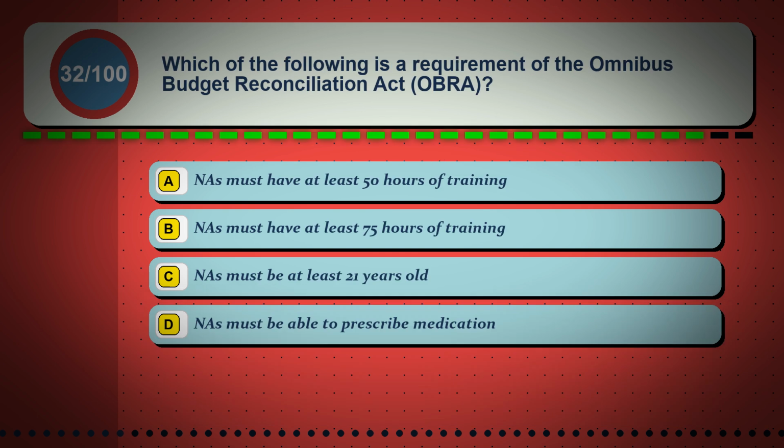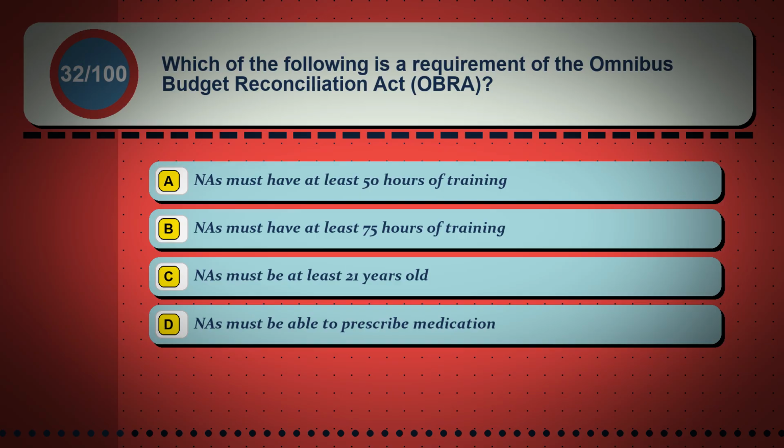Question 32. Which of the following is a requirement of the Omnibus Budget Reconciliation Act, OBRA? Option A, NAs must have at least 50 hours of training. Option B, NAs must have at least 75 hours of training. Option C, NAs must be at least 21 years old. Option D, NAs must be able to prescribe medication.